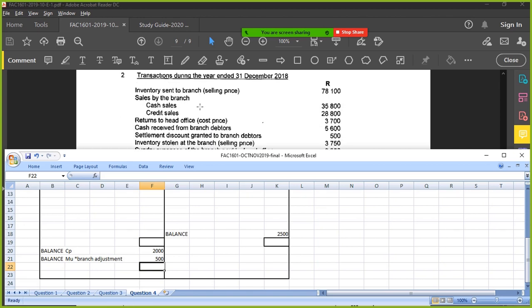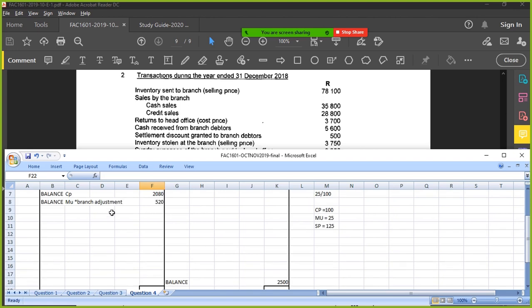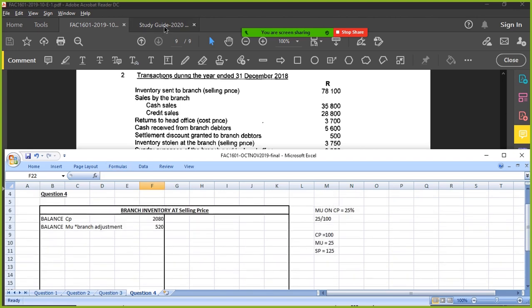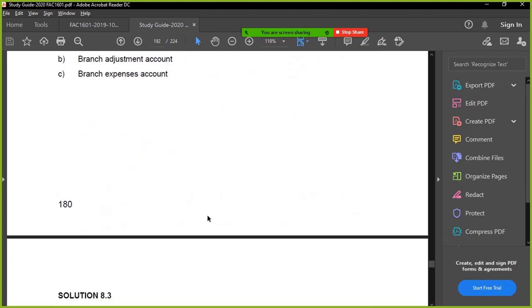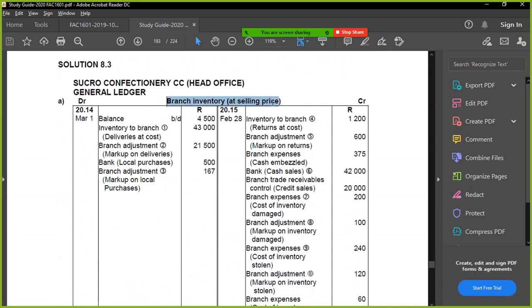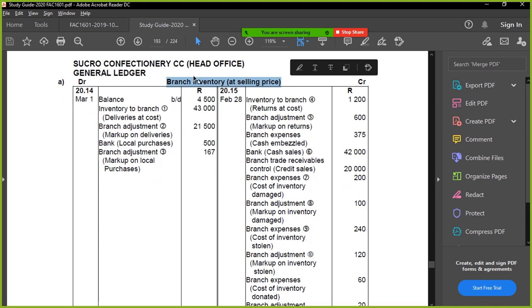Number 2, transactions during the year ended. So you've got transactions taking place during the year. Inventory that was sent to the branch, which is at selling price, is obviously going to be accounted for in this account. So again, if you go back and you look at this, when you've got branch inventory and when it's at selling price, you treat this like a normal asset account.